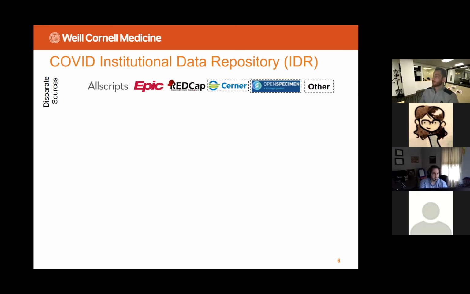As I mentioned, we are going to include Brooklyn data. They're using Cerner as their electronic health record system. And in the very near future, we are going to incorporate OpenSpecimen data, which is our biorepository system in our institution. And many other sources that we utilize to complement the data that we could not get from the sources that I already mentioned.